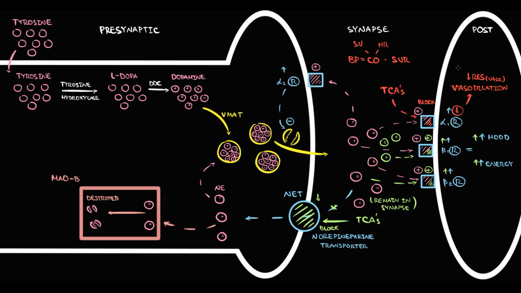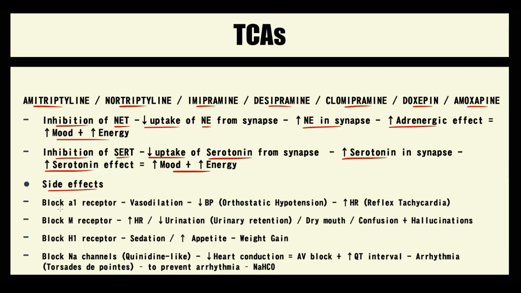times heart rate. As we see, with vasodilation, resistance decreases, thereby blood pressure decreases, so hypotension develops. And in response to hypotension as a compensatory mechanism, heart rate increases, so tachycardia develops. We call this reflex tachycardia because we increase heart rate to keep blood pressure steady. Because tricyclic antidepressants block the alpha-1 receptor, vessels dilate, blood pressure decreases, so there is increased risk of orthostatic hypotension, and in response to this, reflex tachycardia develops.